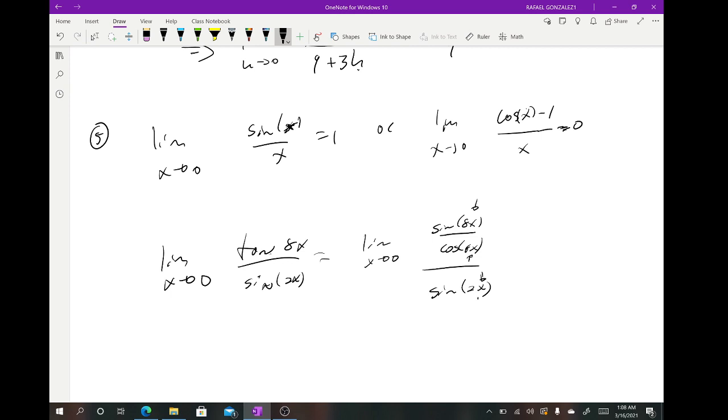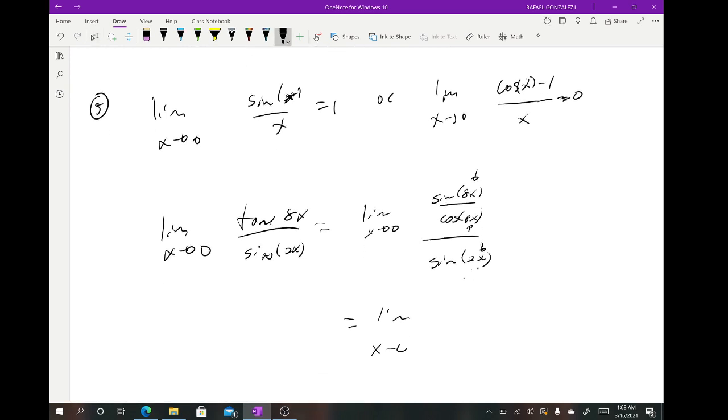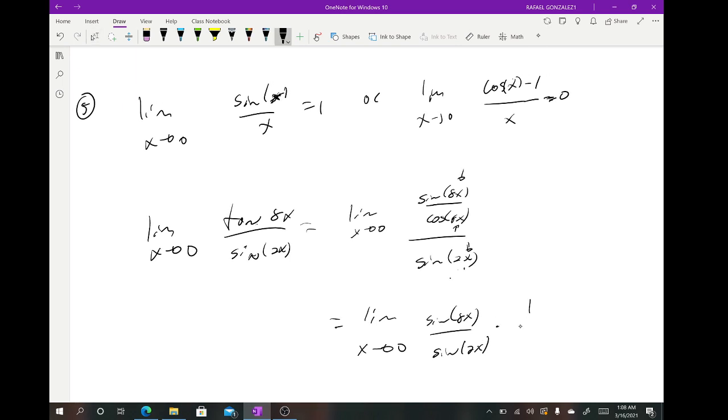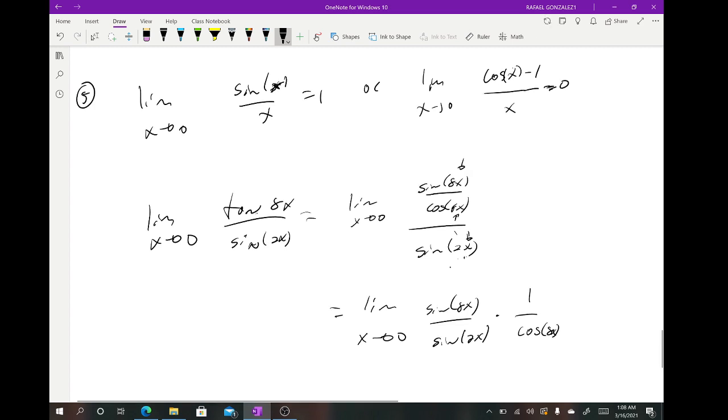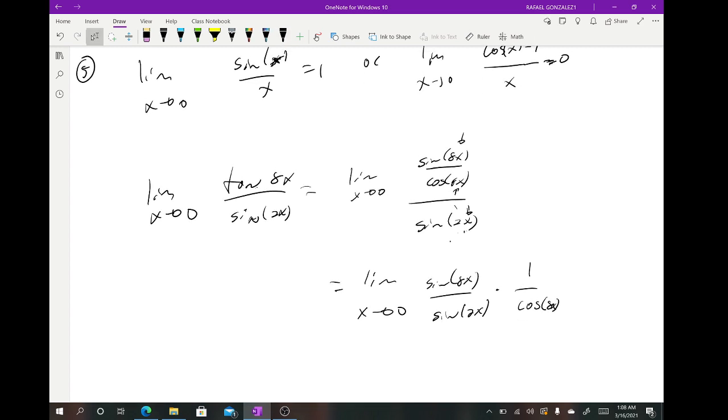Actually, we could even rearrange this. We don't have to do that. If we first rearrange this, let's see what we have. So we have sine divided by sine. So I could rewrite this as the limit as x goes to 0 of sine of 8x divided by sine of 2x, which will make our lives much easier, times 1 over cosine of 8x. I'm allowed to do this, because both of these are being divided by sine of 2x. So we can actually do that.